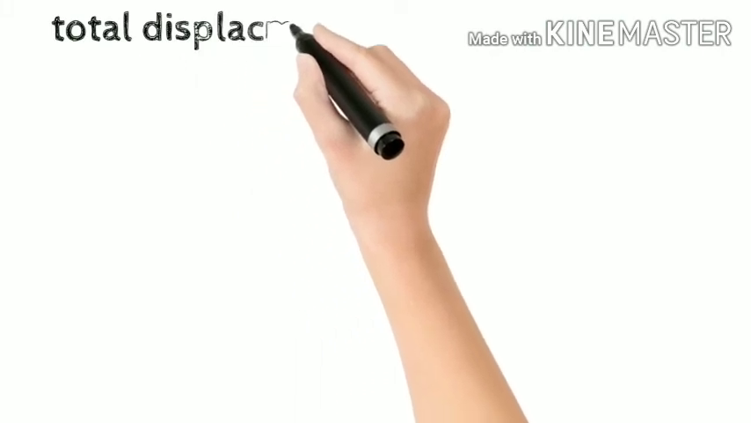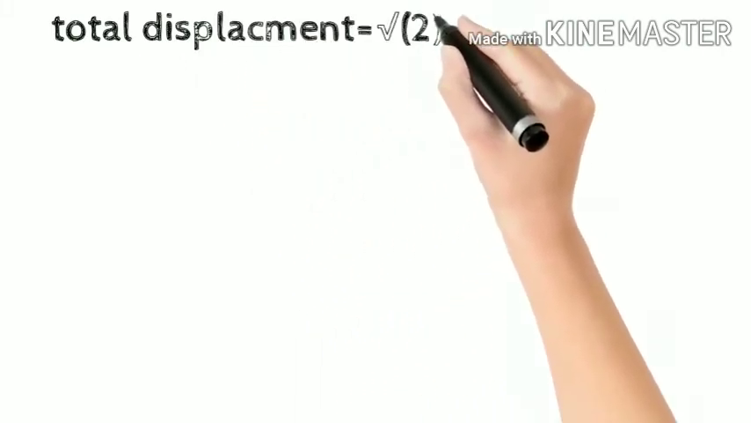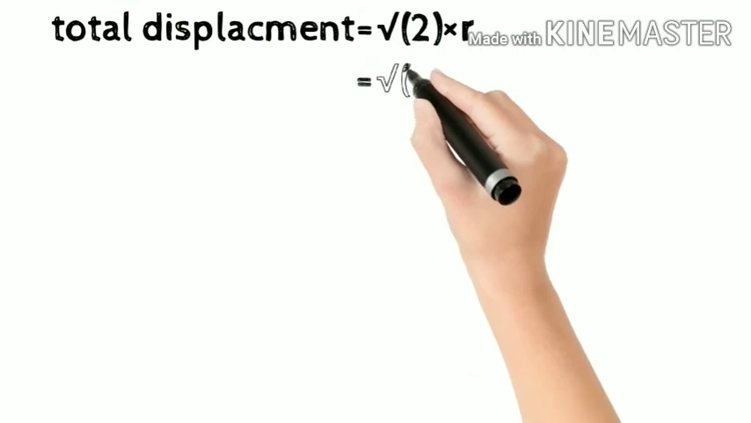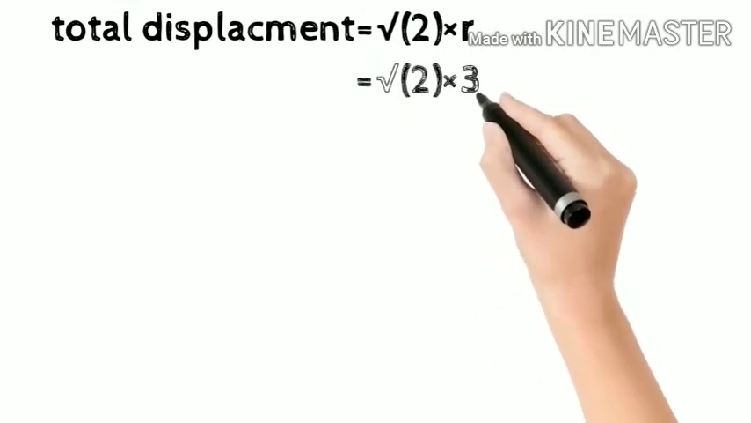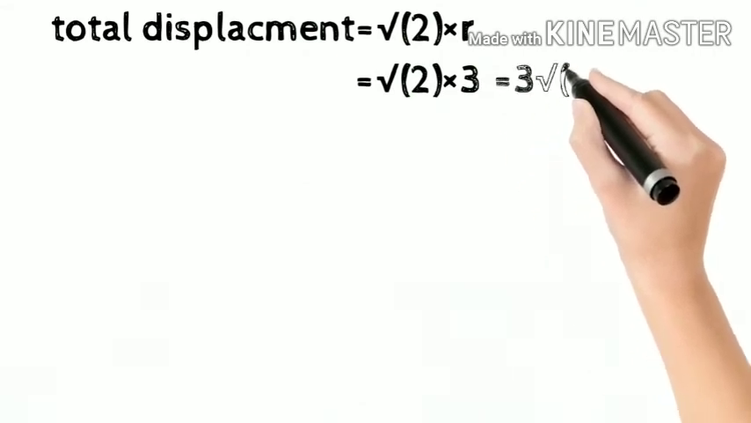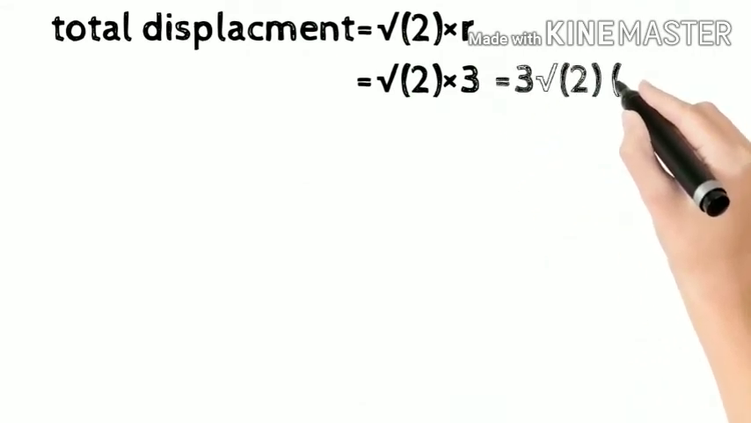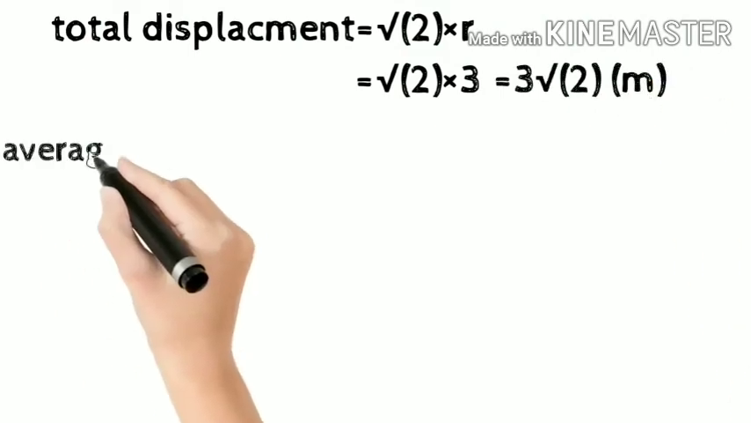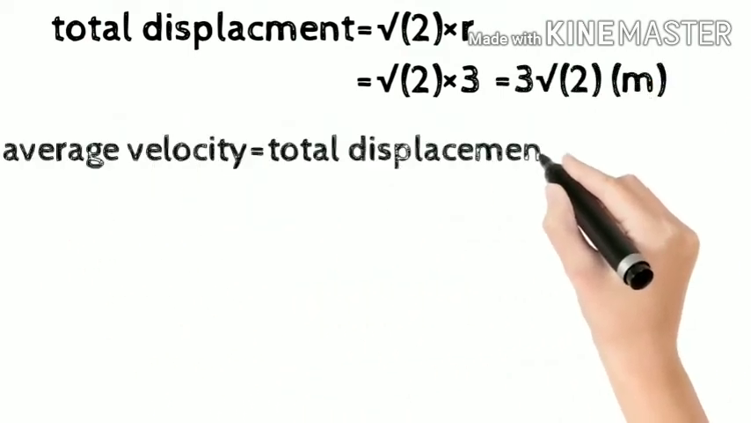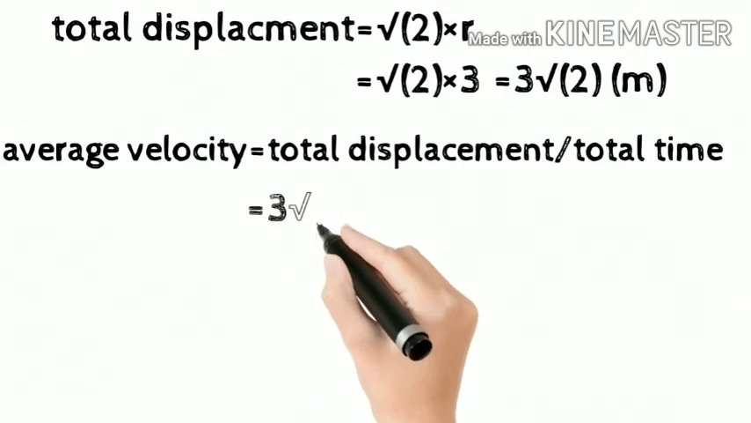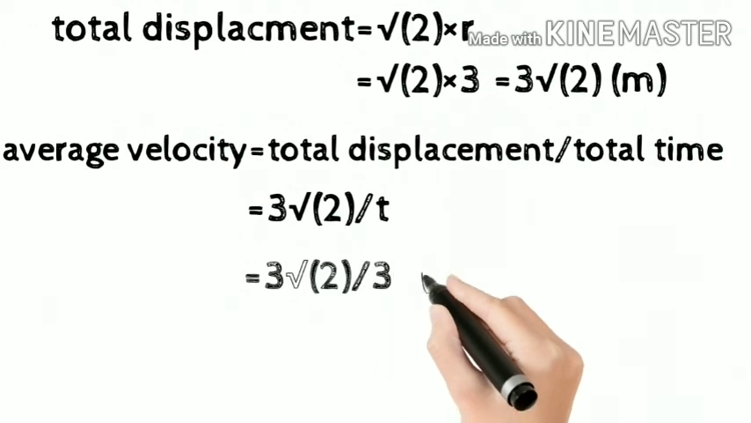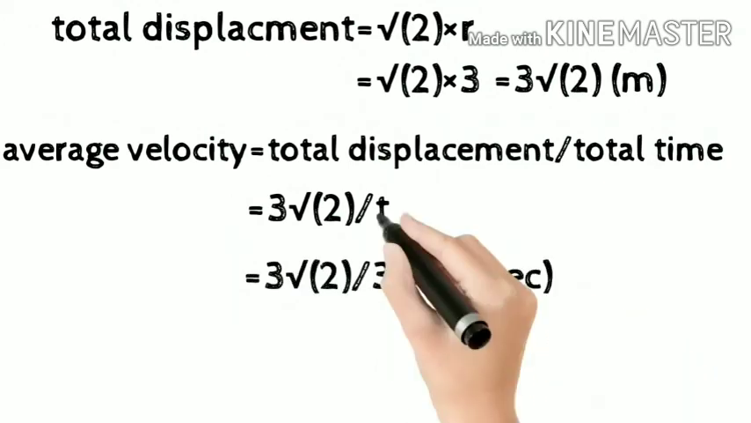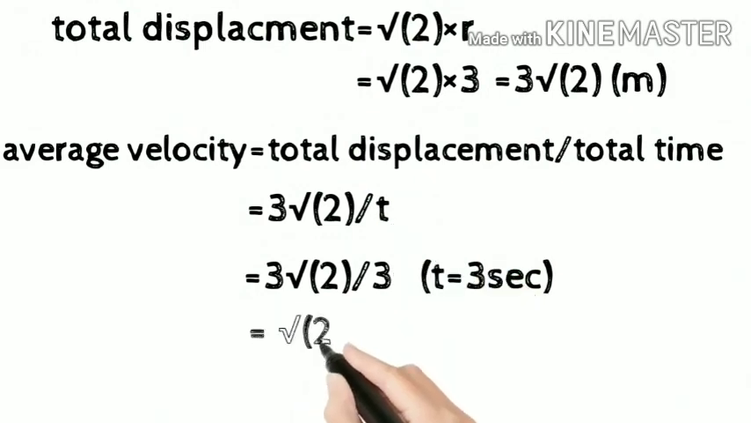Now, total displacement, as we found out earlier, was root 2 r. Putting r equal to 3 meter, we get total displacement equal to 3 root 2 meters. As we know, average velocity is defined as total displacement by total time. So, putting 3 root 2 meters in case of total displacement and 3 seconds in place of total time, we get average velocity equal to root 2 meter per second. That's our answer.